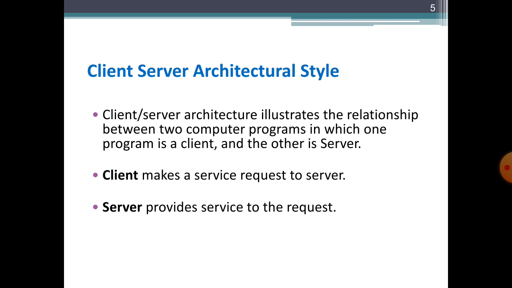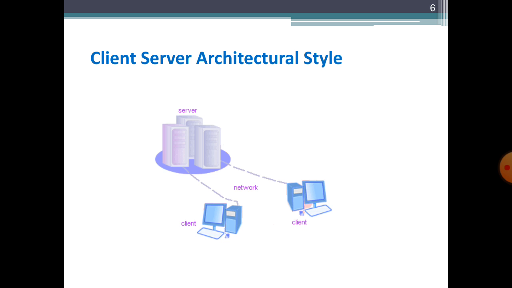Now, in the client server architecture style, this architectural pattern represents a relationship between two computer programs, in which one program is a client and the other is a server. So what is a client and a server? You, as senior students, are well aware that the client makes a service request to the server, and the server provides services to its different clients. Here is the diagram. You can see what the client server architectural style looks like.